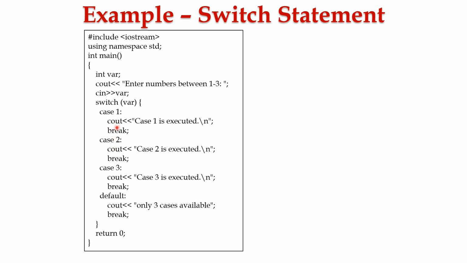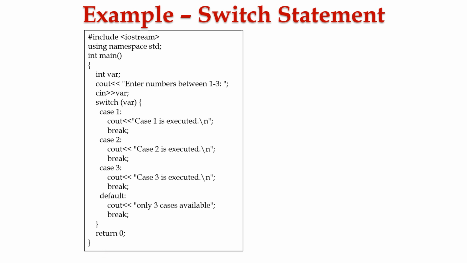In case 1, we have displayed case 1 is executed to the user. In case 2, we have displayed case 2 is executed to the user. In case 3, we have displayed case 3 is executed to the user. If any of these three case values is not matched with the input which we have obtained from the user, then the default case will be executed. So here in default, we have displayed only three cases are available to the user, and finally the program gets terminated here.